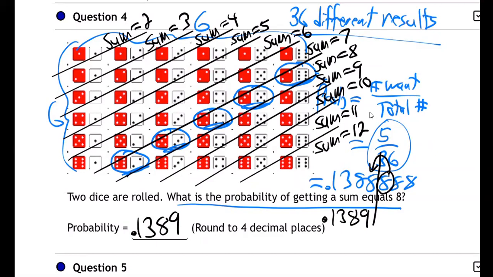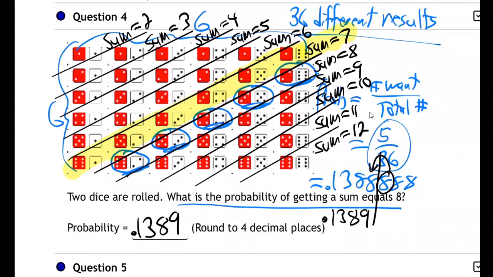So let me try to make it more clear. So for example, everything in this middle diagonal, all those sum to be 7, don't they? See all of those different results? How they sum, right? 6 and 1, 5 and 2, 4 and 3, 3 and 4, 2 and 5, 1 and 6. All of those sum to be 7 in that diagonal. And that's true of every one of those diagonals. They all have the same sum. So on that chart, you have the same sum on any diagonal.